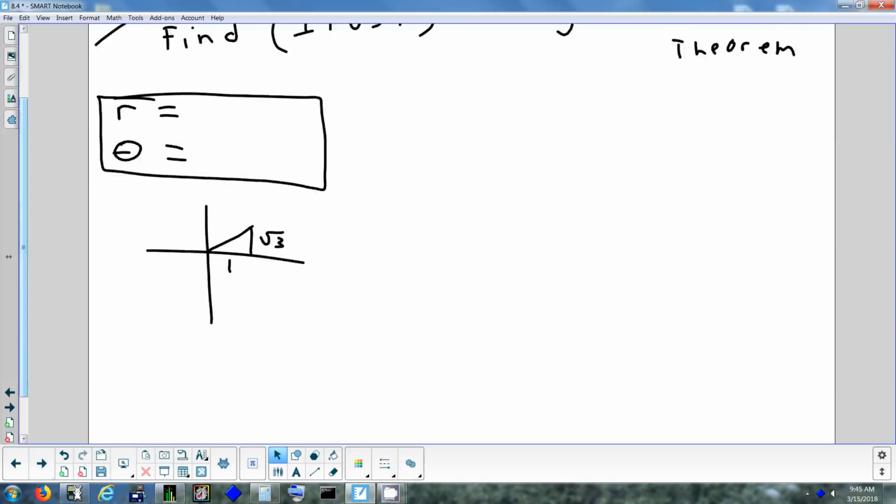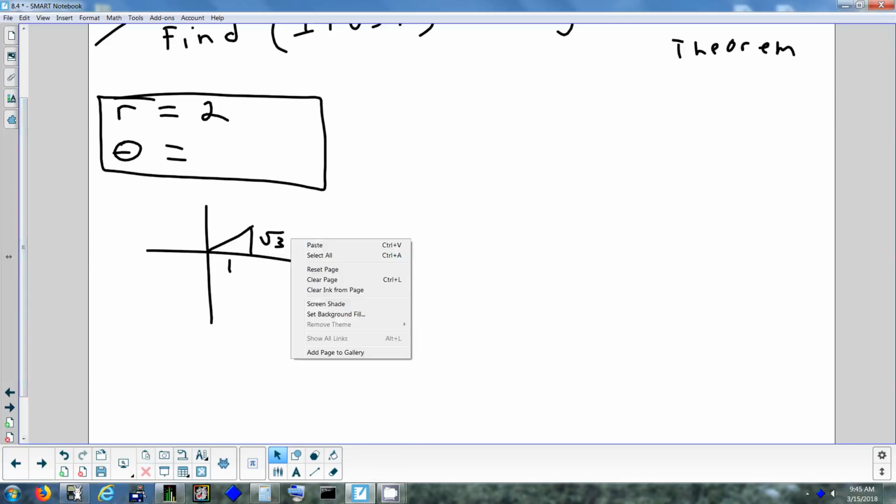Okay, so if I solve that with the Pythagorean theorem, what would my radius come out to? It would be 2. 1 squared is 1. Square root of 3 squared is 3. 1 plus 3 is 4. Square root of 4 is 2. And now I need theta.